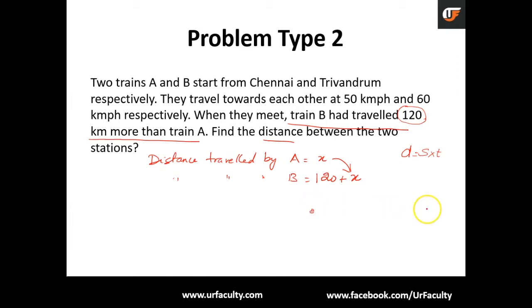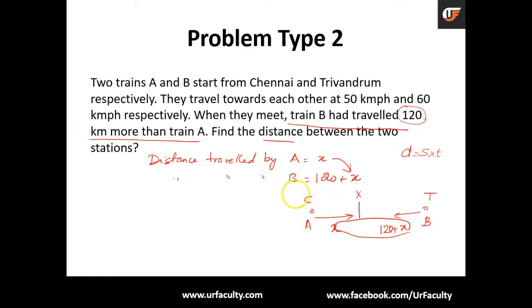Let's try to understand the problem now. Train A started from Chennai and it started moving towards a point. Train B started from Trivandrum and started moving towards Chennai. They meet at a point, let's call it X. During that time, A had traveled x and B had traveled 120 plus x. And what is key here is the whole distance 120 plus x will actually give the total distance between the stations. Right? Now, since time is constant here, why is time constant? Because they start at the same time and they meet at a point.